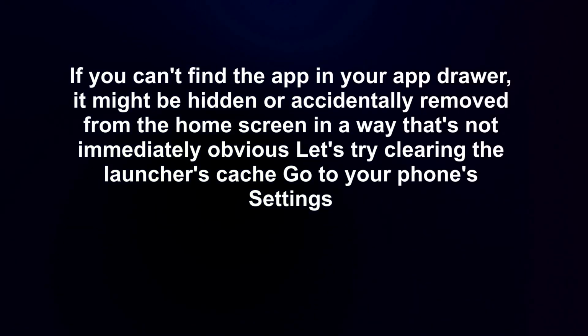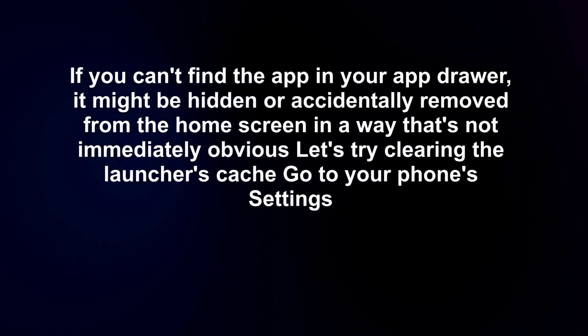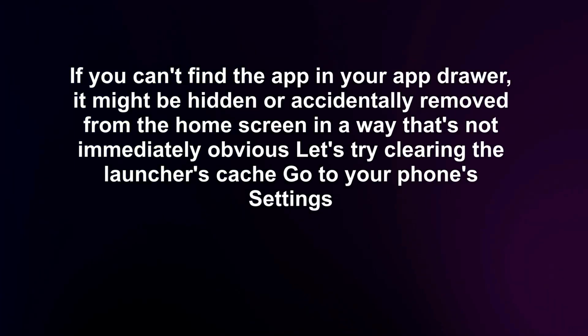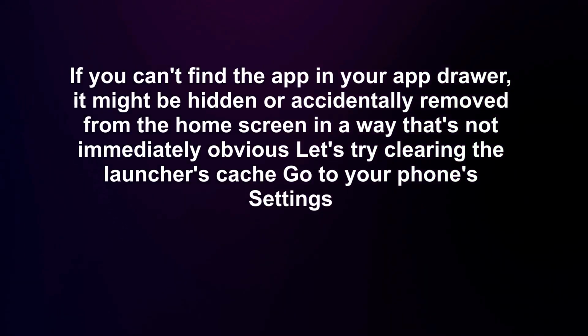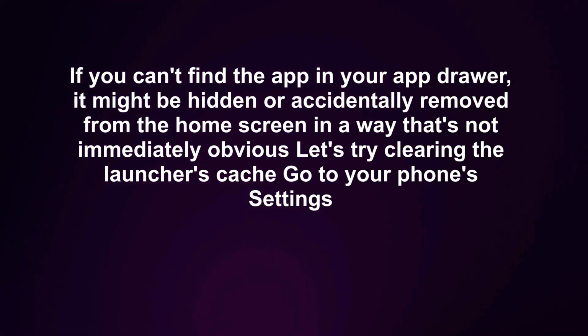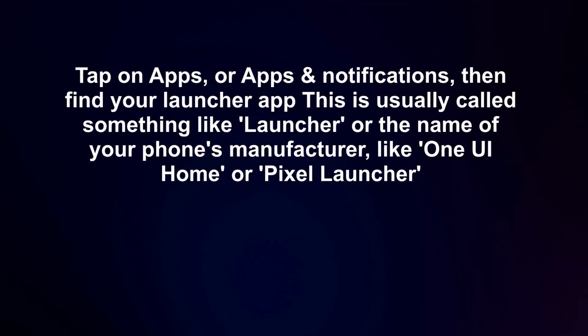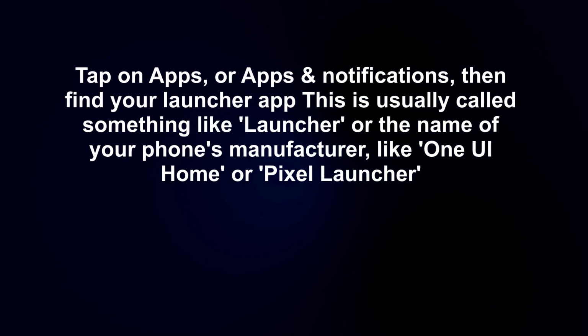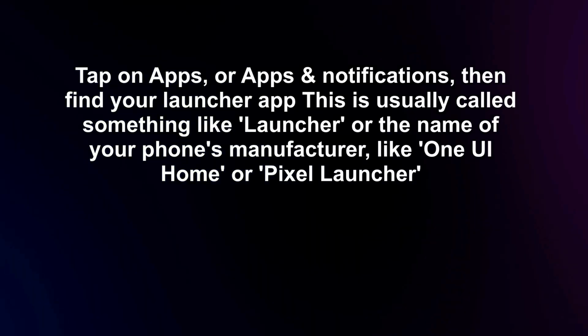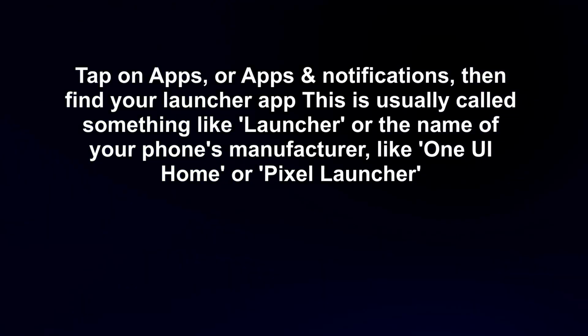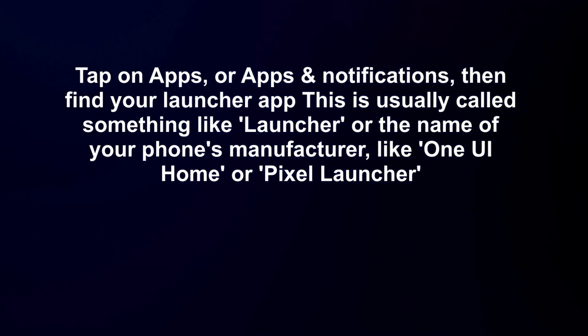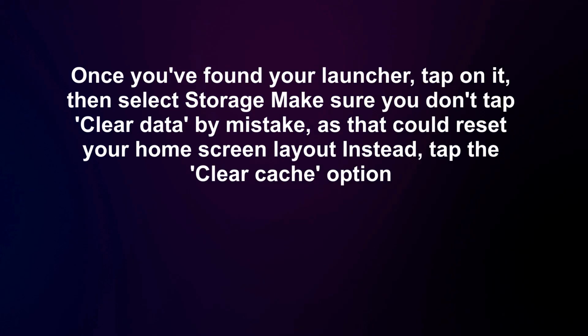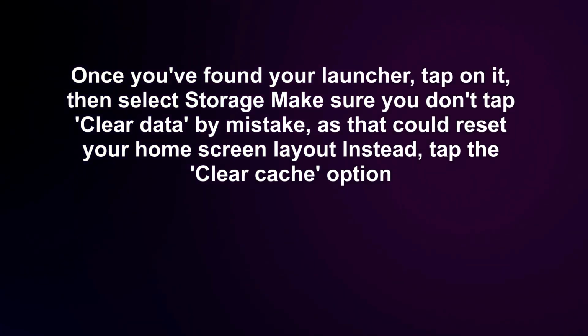If you can't find the app in your app drawer, it might be hidden or accidentally removed from the home screen in a way that's not immediately obvious. Let's try clearing the launcher's cache. Go to your phone settings. Tap on Apps or Apps and Notifications. Then find your launcher app. This is usually called something like Launcher or the name of your phone's manufacturer, like One UI Home or Pixel Launcher. Once you've found your launcher, tap on it, then select Storage.